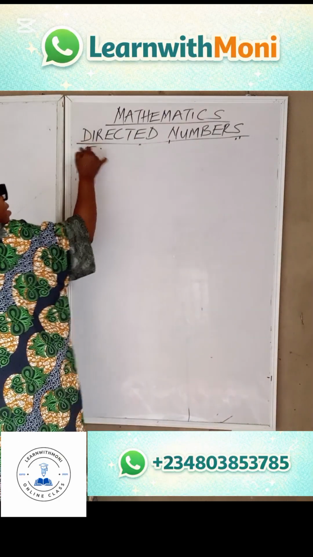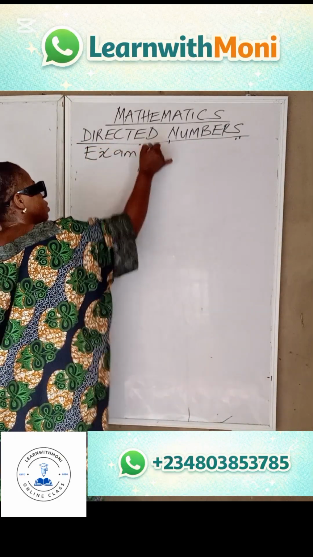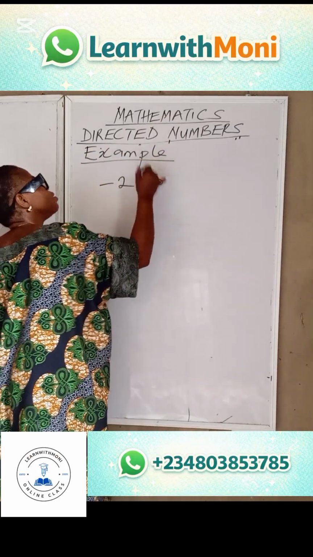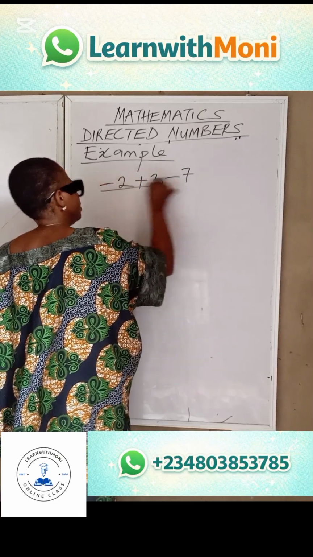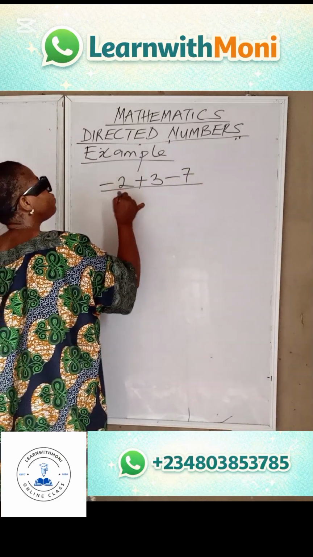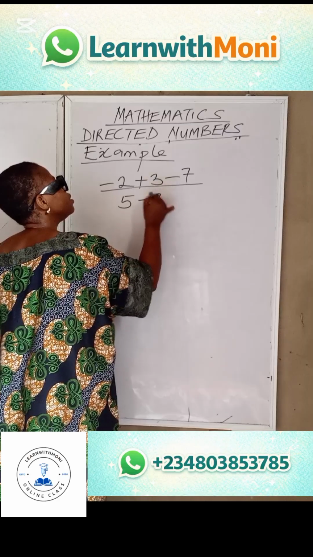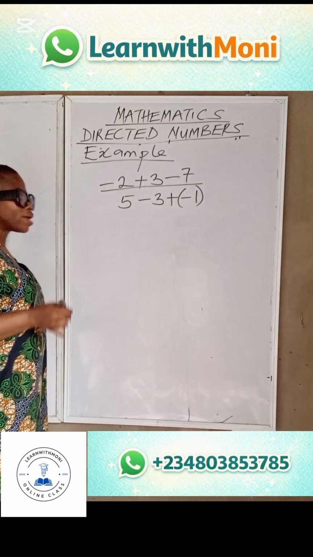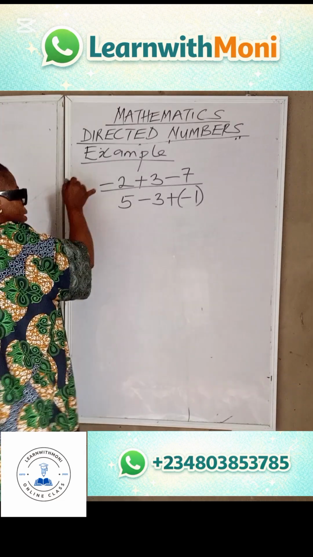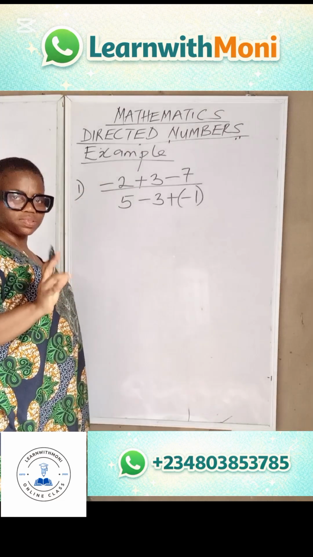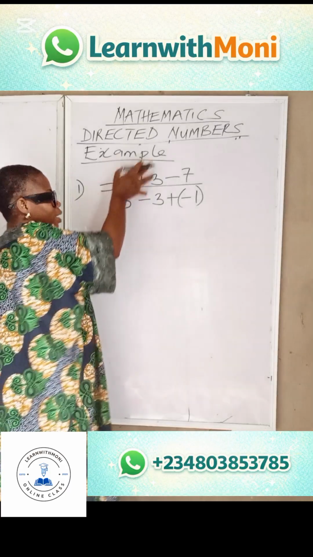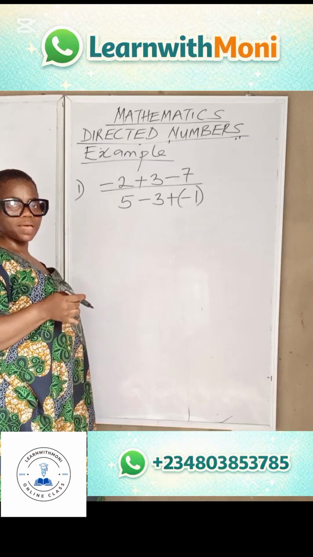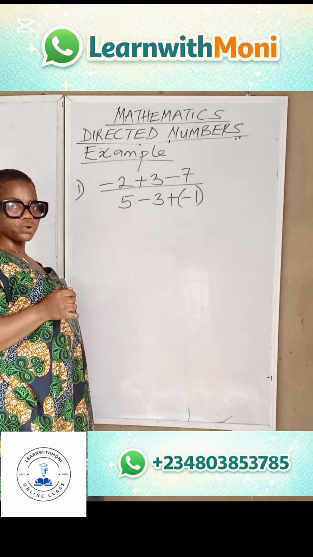Okay, this is a more complex example where I have minus 2 plus 3 minus 7 divided by 5 minus 3 plus into minus 1. Look at this situation. It is looking complex, but it is not actually. It's a very simple situation. We will just take the numerator separately and the denominator separately, then we bring them together later. Let us handle the numerator first.